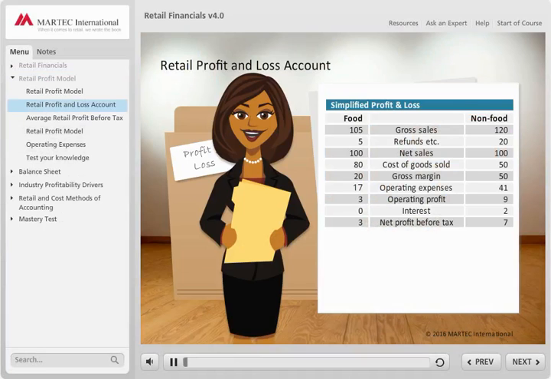This example shows a simplified profit and loss account for food and non-food retailers. Gross sales is the total sales before any refunds, exchanges or local markdowns. Gross sales minus refunds, etc. gives net sales. Net sales is the money that ends up in the registers.